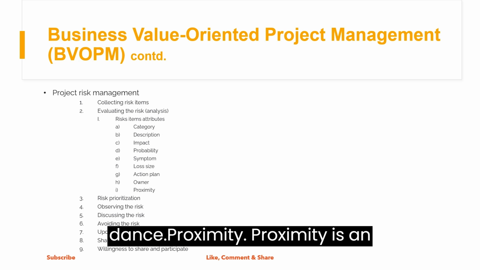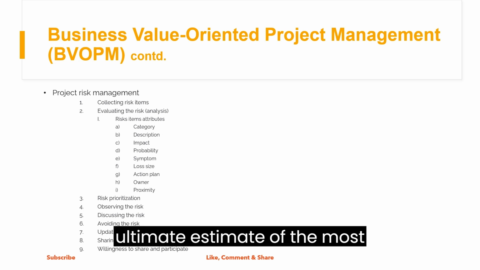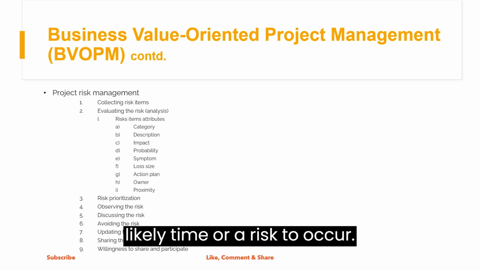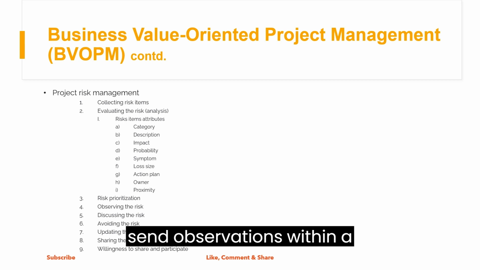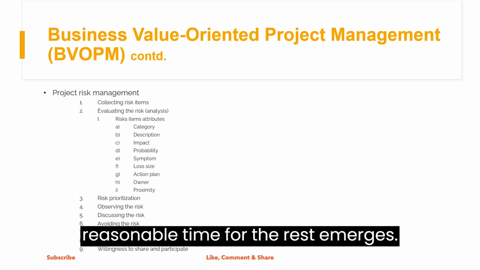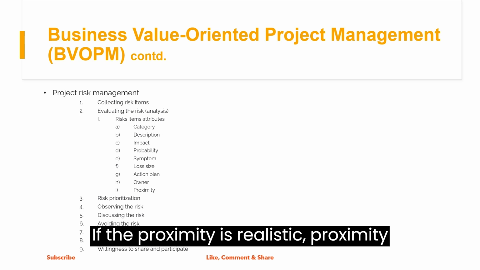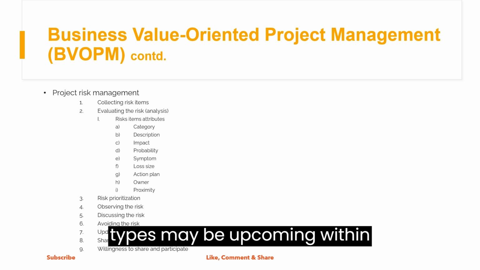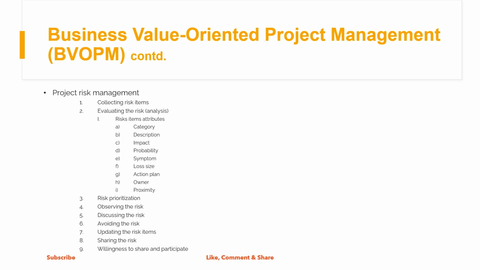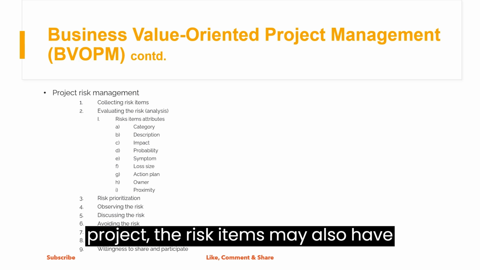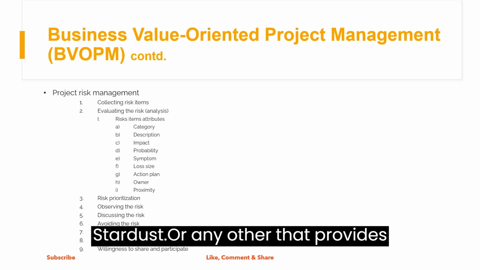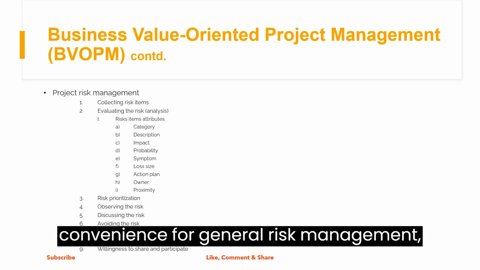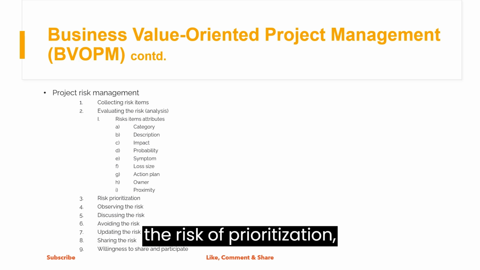Proximity. Proximity is an estimate of the most likely time for a risk to occur. Owners can concentrate their efforts and observations within a reasonable time for the risk to emerge if the proximity is realistic. Proximity types may be upcoming, within a stage of the project, within the project, or beyond the project. The risk items may also have other attributes like ID, name, date, status, or any other that provides convenience for general risk management.